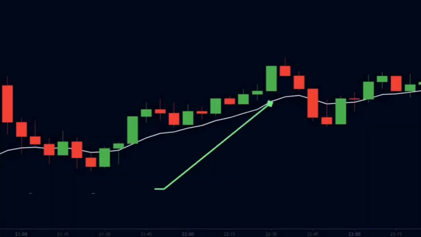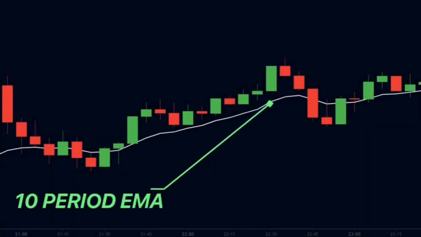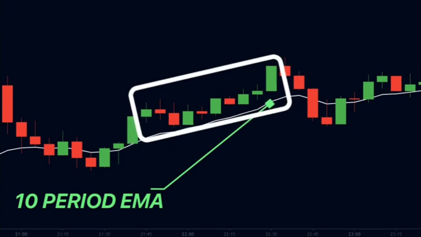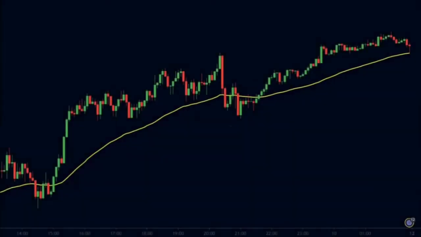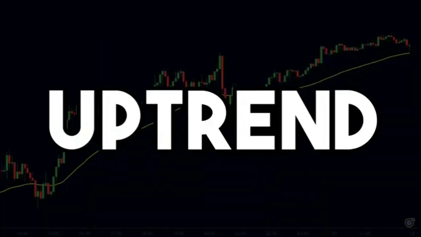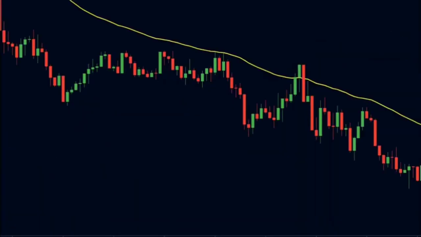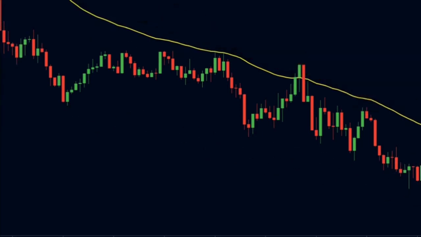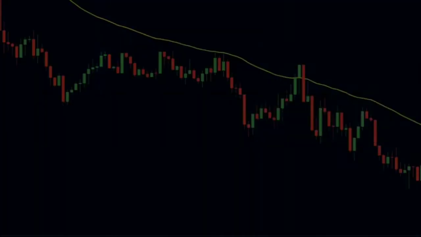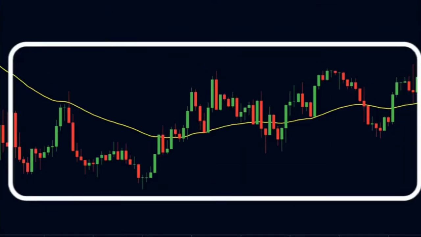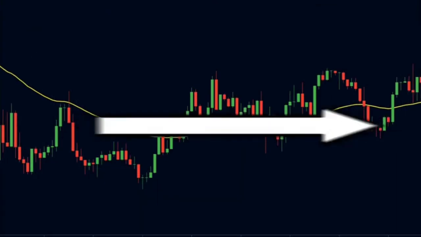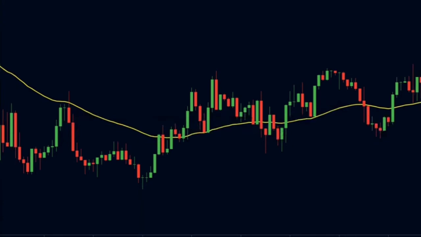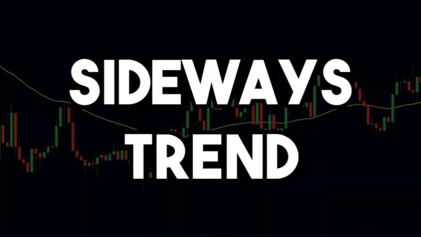For instance, a 10-period moving average will give the average price of an asset over the last 10 candles. When the price is above the moving average, and the moving average is sloped upwards, the price is considered to be in an uptrend. Similarly, when the price is below the moving average and the moving average is sloped downwards, the price is said to be in a downtrend. And when the price is moving around the moving average, and the moving average is flat, the asset will be considered to be in a sideways range.